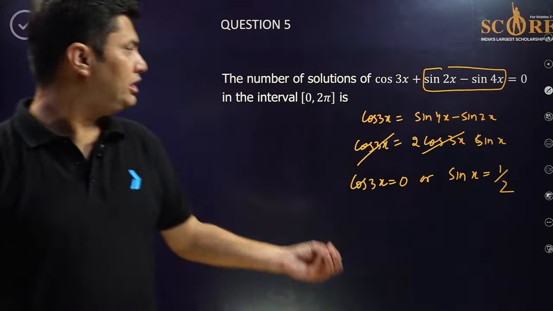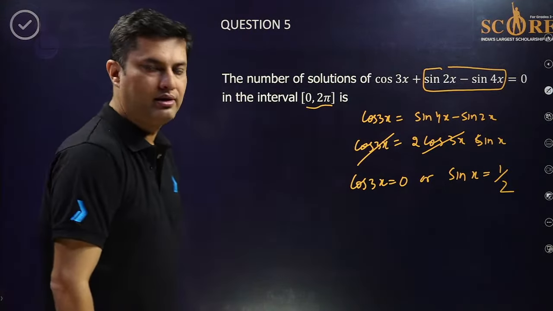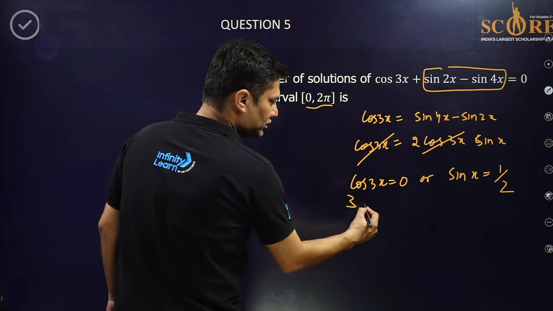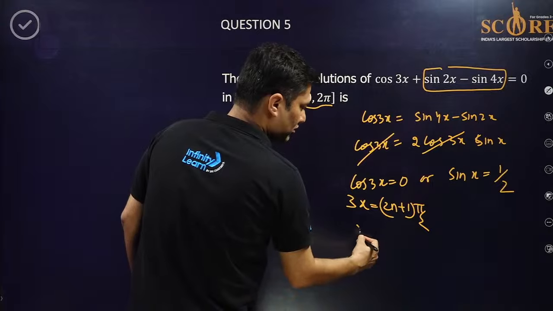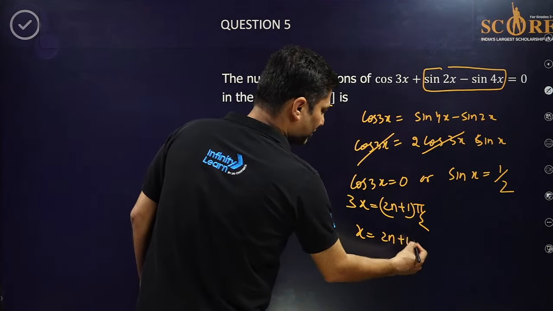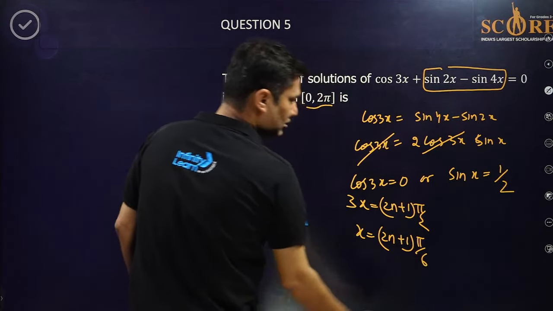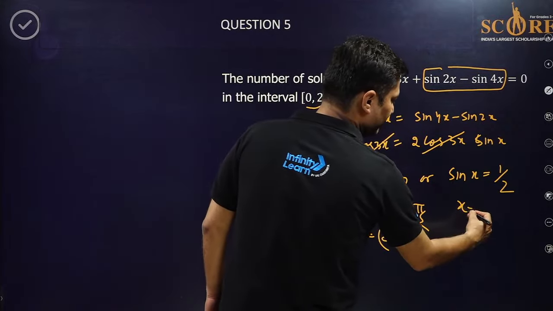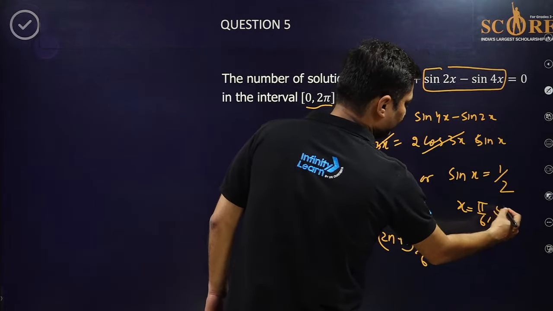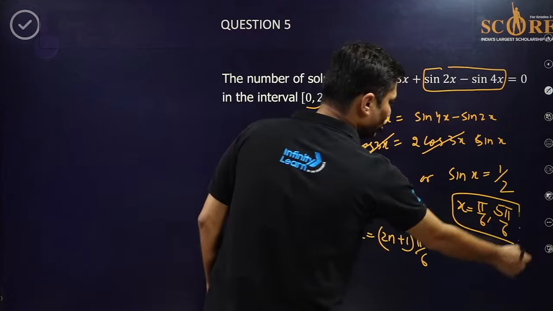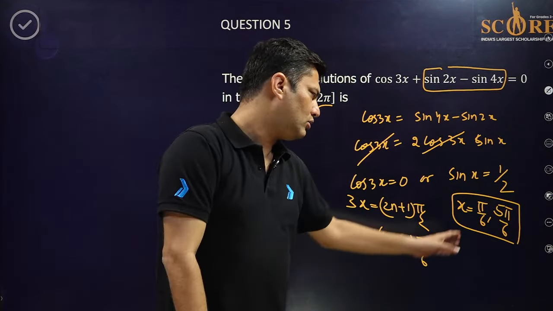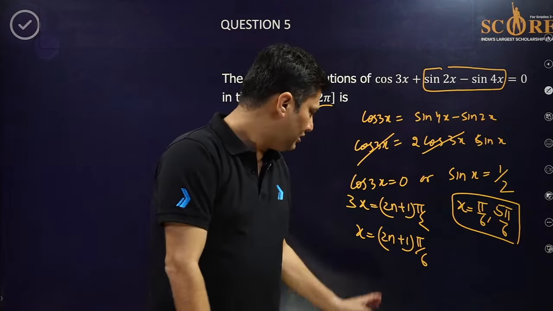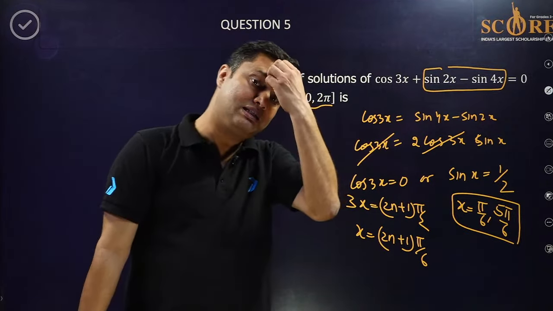So you have to find all the solutions between 0 to 2 pi. So you should know the general solution. The 3x will be (2n plus 1) pi by 2. So x will be (2n plus 1) pi by 6. And here sin x equals half is obviously 30 degrees and 150 degrees. So two solutions we know in 0 to 2 pi where sin x is equal to 1 by 2. That is 30 degrees and 150 degrees. And x equals (2n plus 1) pi by 6.